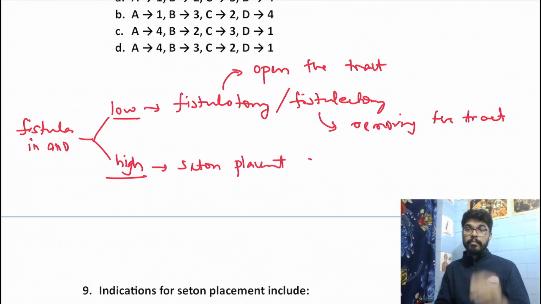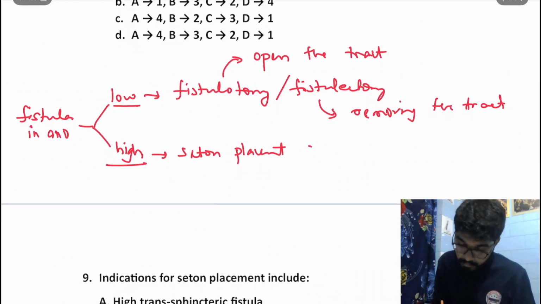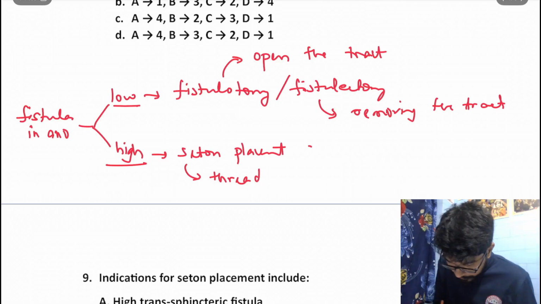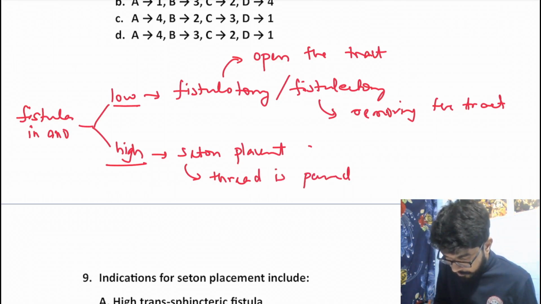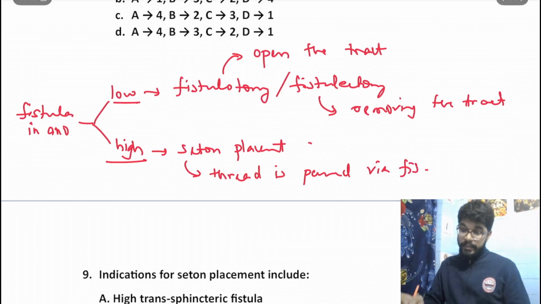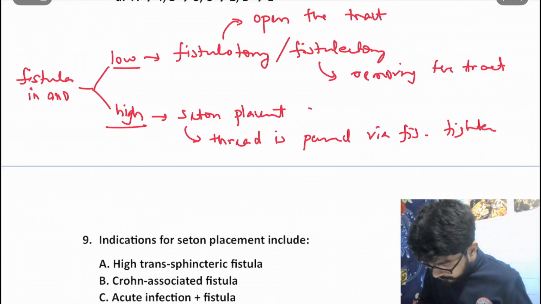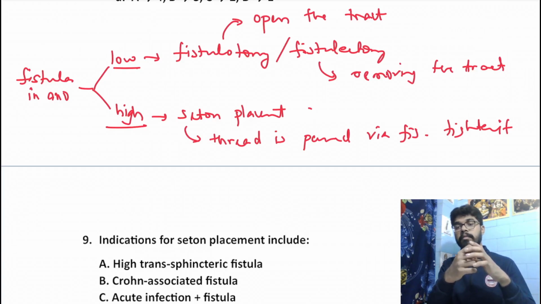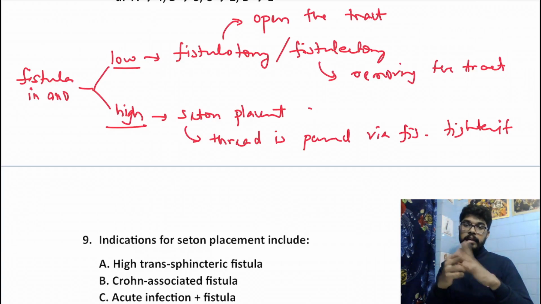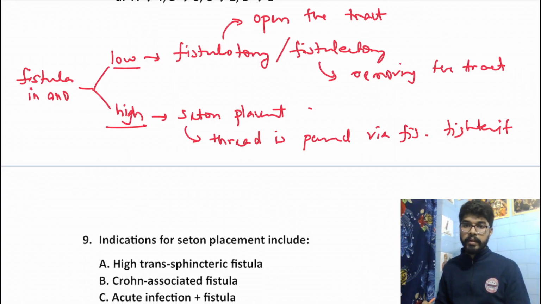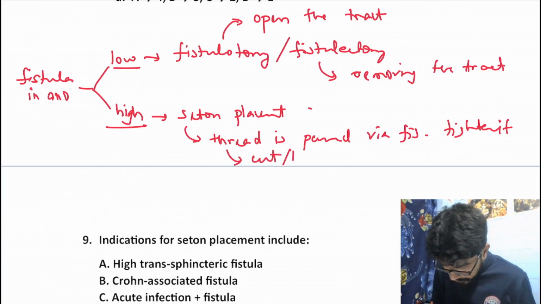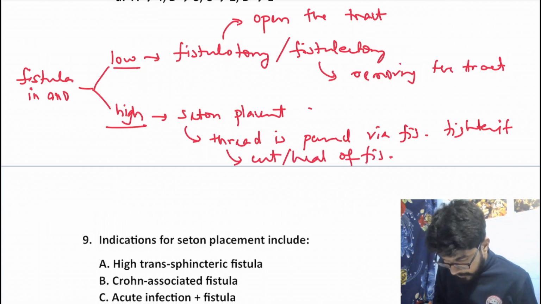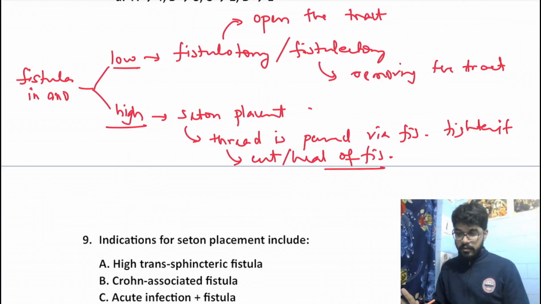What is seton placement? We actually pass a thread through the fistula, and we tighten it, right? When we tighten it, it will slowly cut and heal through the fistula. That will lead to complete healing or fibrosis of the fistula tract, thereby curing it.